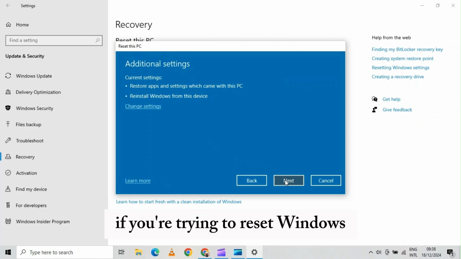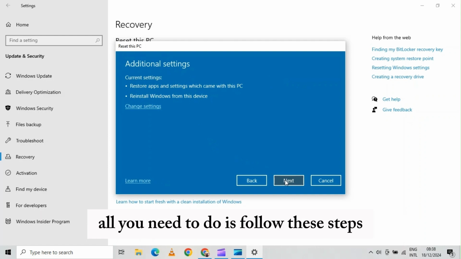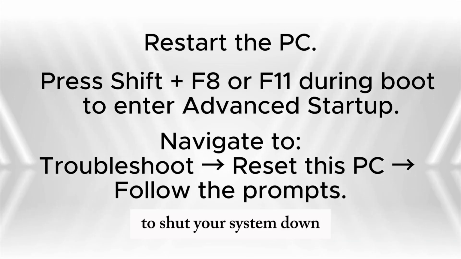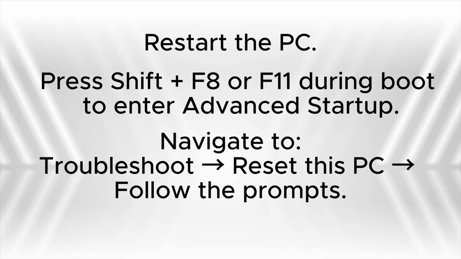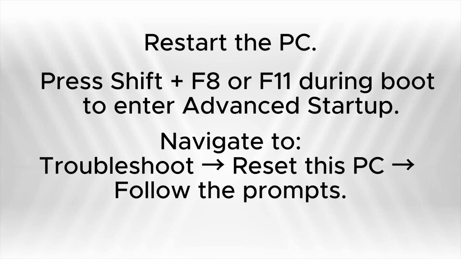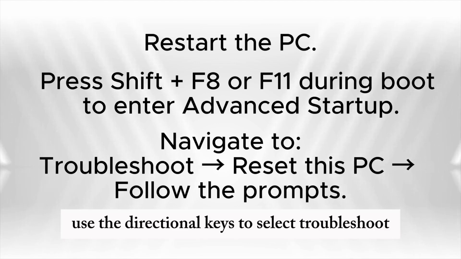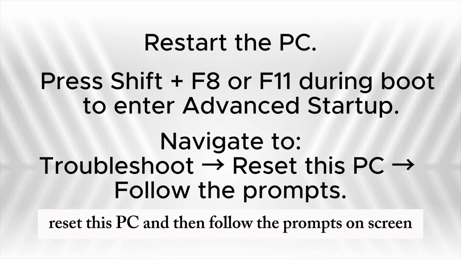If you're trying to reset Windows but can't even boot in to access settings, don't worry. All you need to do is follow these steps. Press and hold the power button to shut your system down, then press the power button again to restart it. While it's booting, press Shift and F8 or Shift and F11 depending on your system. Use the directional keys to select Troubleshoot, reset this PC, and then follow the prompts on screen.